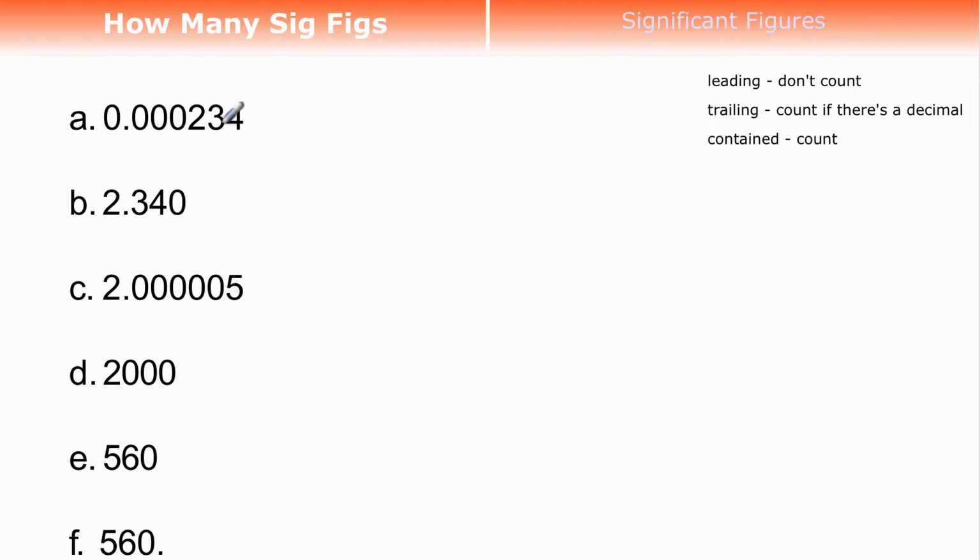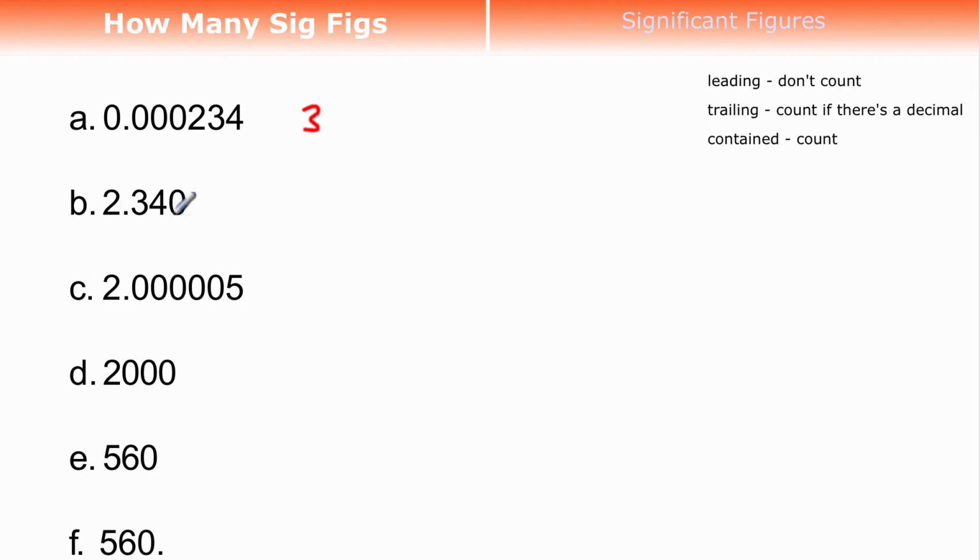So let's try some of these. I have over here my little hint: leading zeros don't count, trailing zeros count only if there's a decimal, and contained zeros always count. All right. So leading zeros, these ones don't count. So this number here would have 3 sig figs.